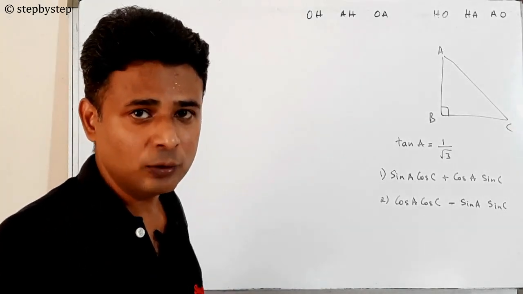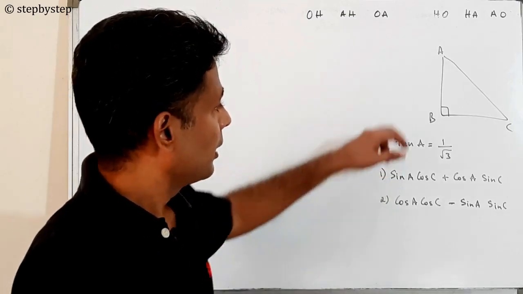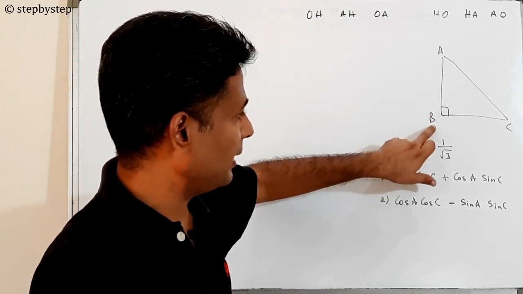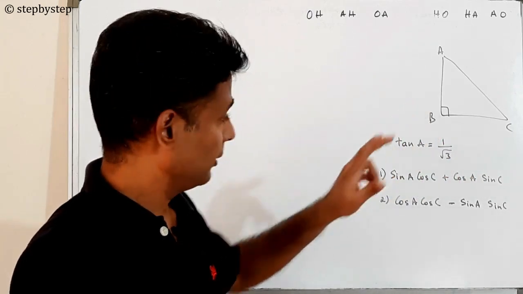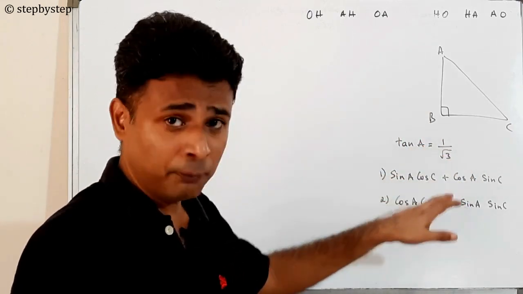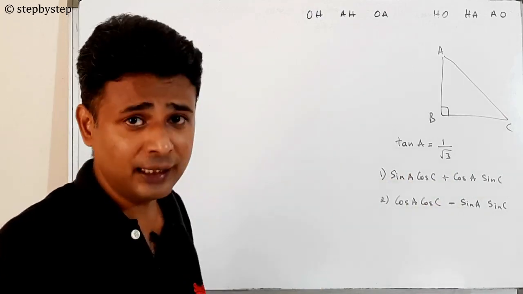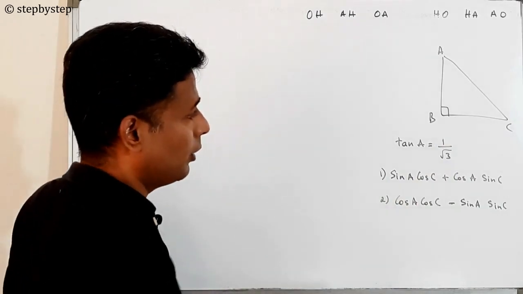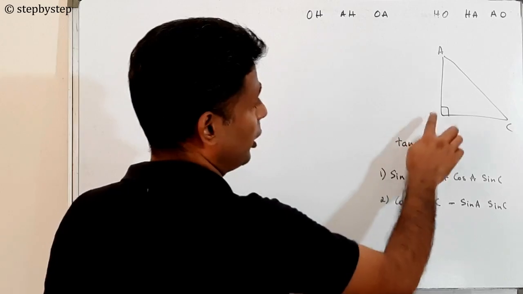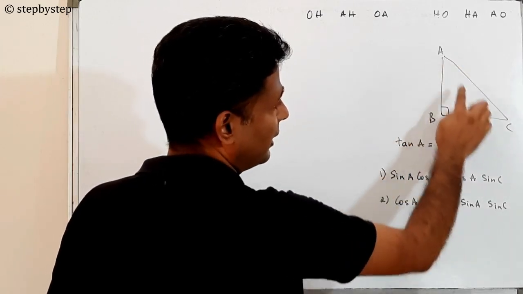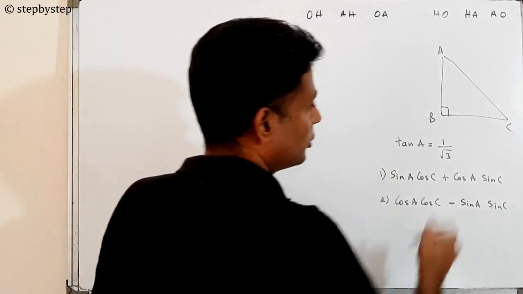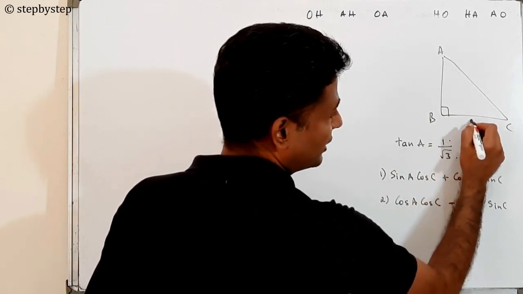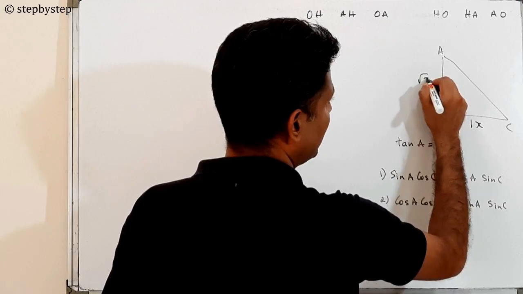Alright guys, now the ninth question. They have told there is a right angled triangle ABC, right angled at B, and they have said the value of tan A is 1 by root 3, and they have asked us to find this. Now they have given us tan A is 1 by root 3. What is tan A? Opposite by adjacent. A is here, so it will be opposite by adjacent, which means 1x and root 3x.